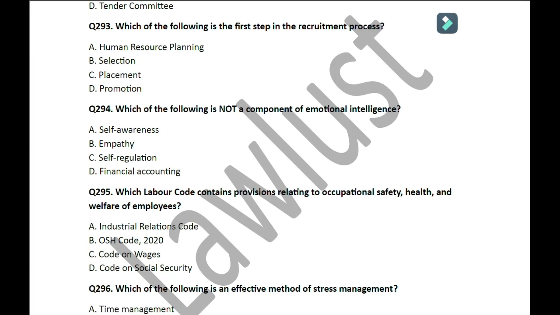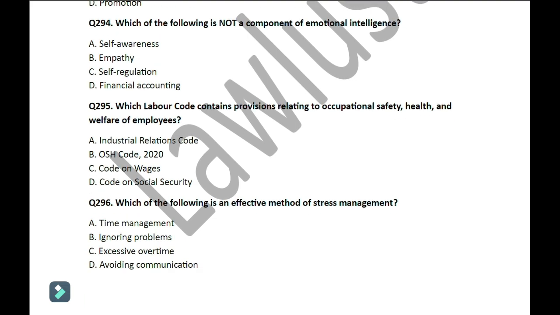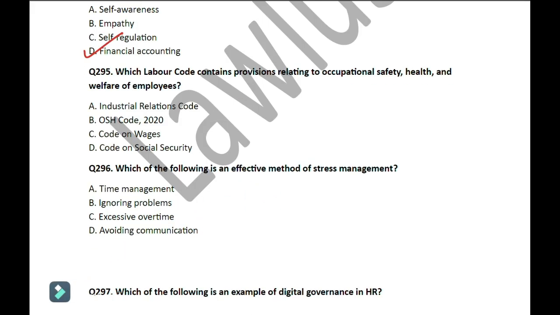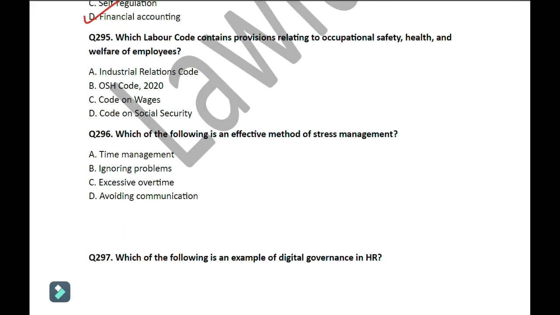Move on to the next question. Question number 293. Which of the following is the first step in the recruitment process? So here the correct answer is human resource planning. Move on to the next question. Question number 294. Which of the following is not a component of emotional intelligence? So the correct answer is option D, financial accounting. Move on to the next question.